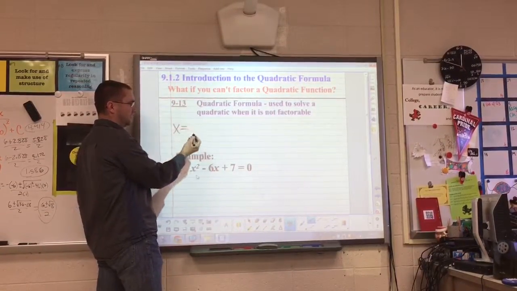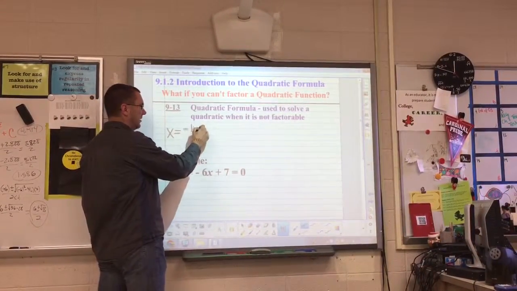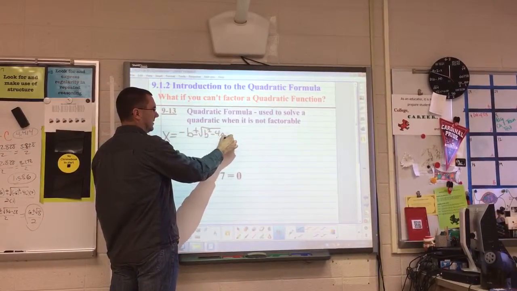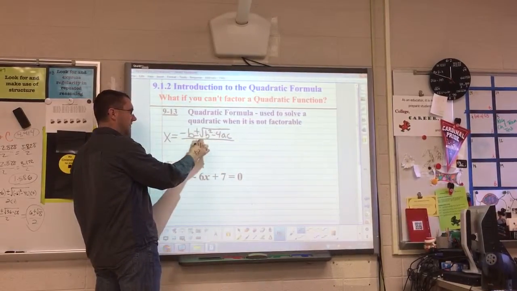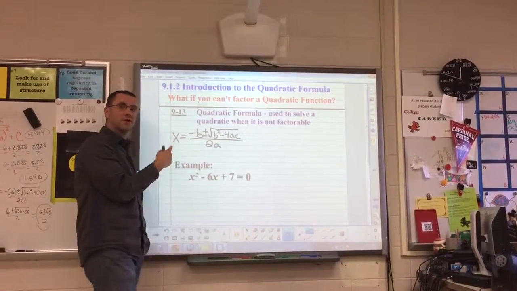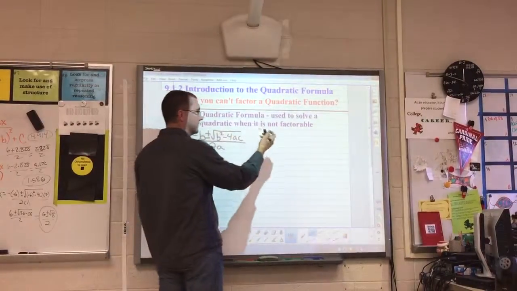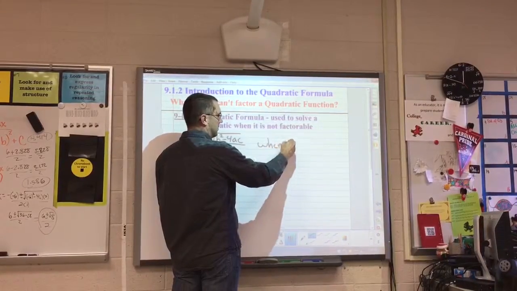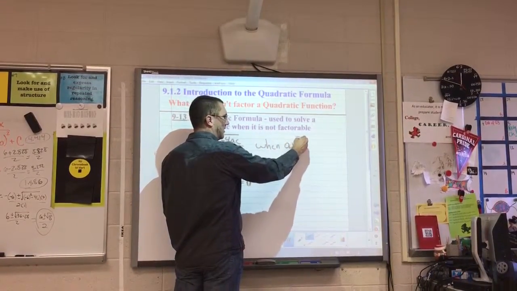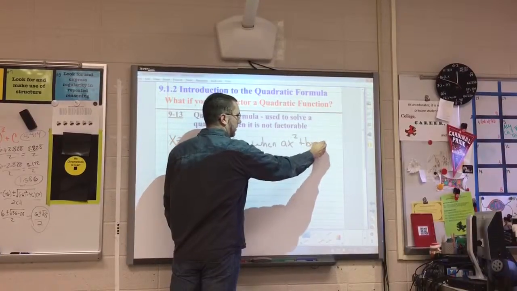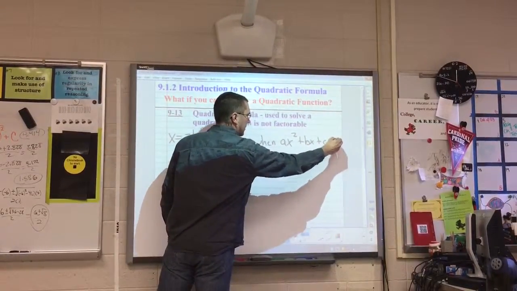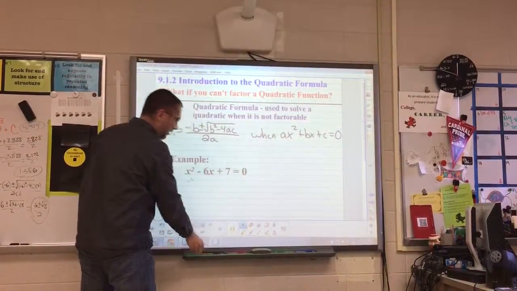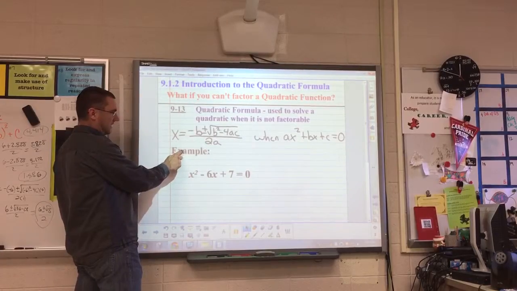You're solving for x equals the opposite of b plus or minus the square root of b squared minus 4ac, that is all underneath the square root, and then you take all of that and divide by 2a. Where you get the a, b, and c from, those are coefficients from the standard form of the equation, so you use it when you have a quadratic of the form ax squared plus bx plus c, and it has to equal 0. And a is the coefficient on x squared, b is on x, c is the constant term in the back.